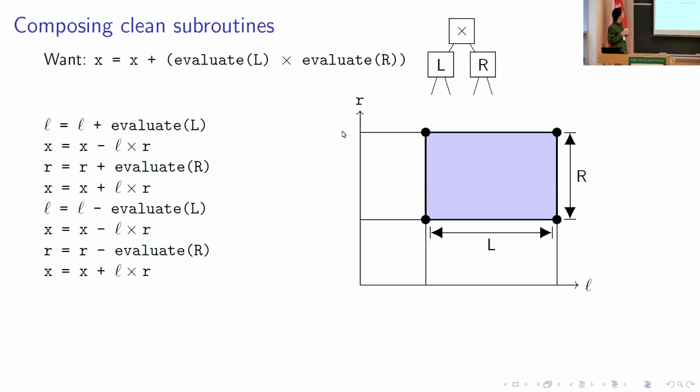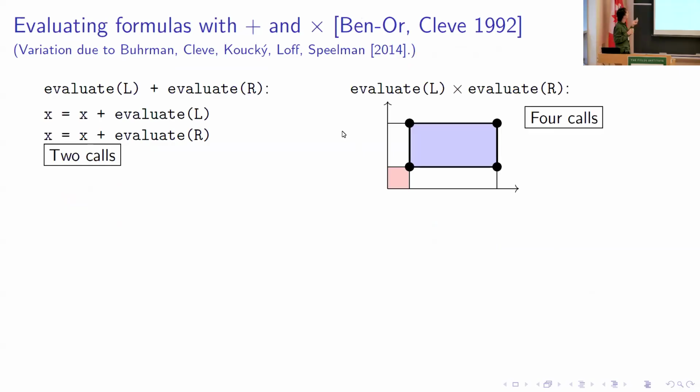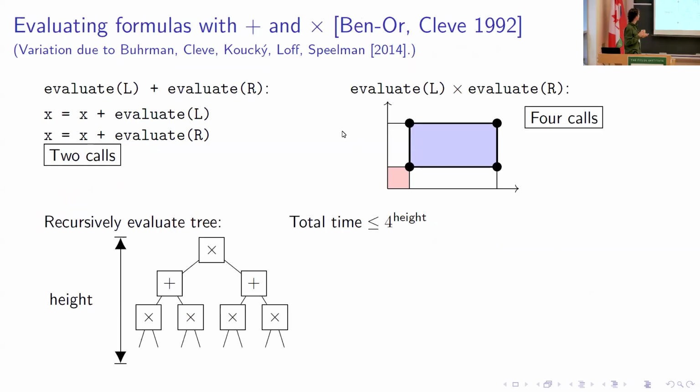So what we've just done is we've basically implemented this 1992 result by Ben-Or and Cleve, who solved the tree evaluation problem for trees with plus and times operations. So to review, we can add two nodes by doing two subroutine calls, one to each side. We can multiply by doing four subroutine calls, visiting the four corners of this rectangle. And we just apply this recursively to evaluate the whole tree. And since each node requires at most 4 recursive calls, the total time this takes is at most 4 to the power of the height of the tree. So for example, if the tree is balanced, that's n squared time.